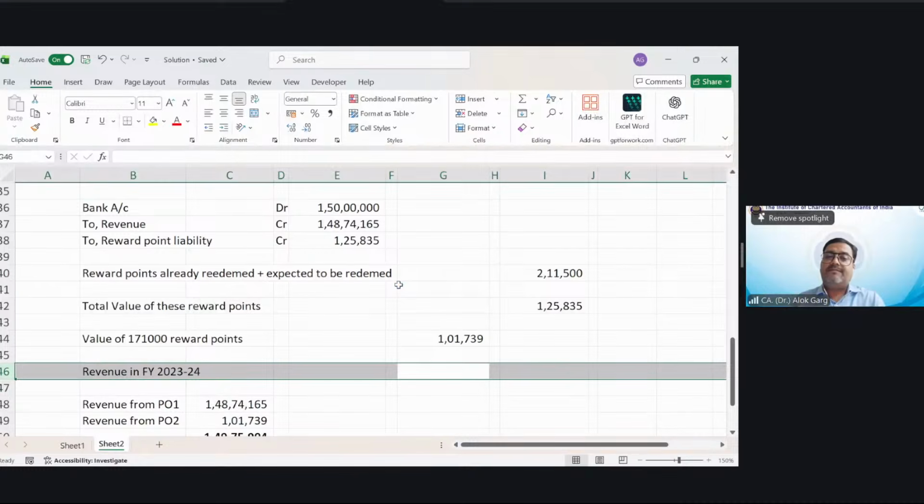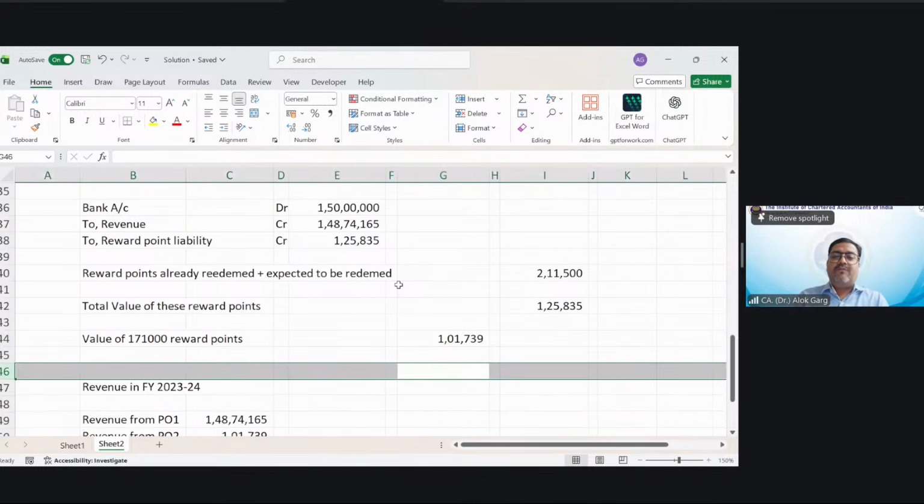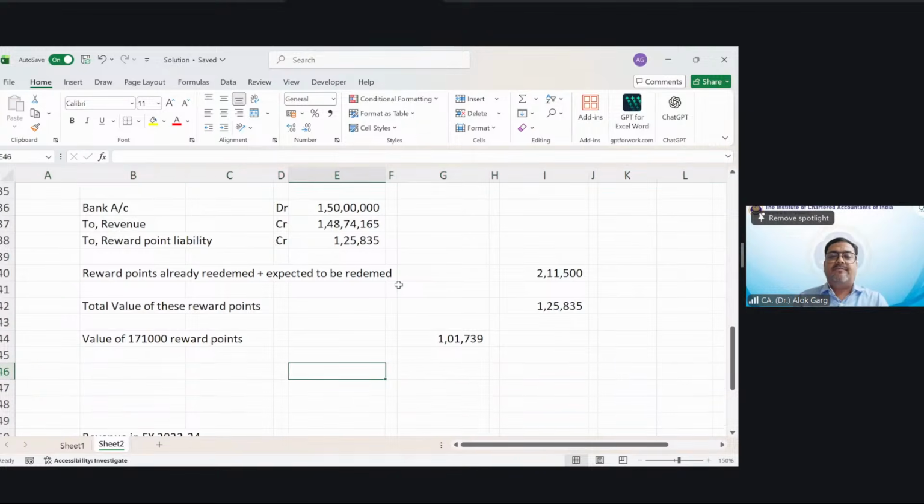Is that clear to all of you? I hope it is clear to all of you. Now, my dear friends, I have to pass another accounting entry. I have created a reward point liability now.